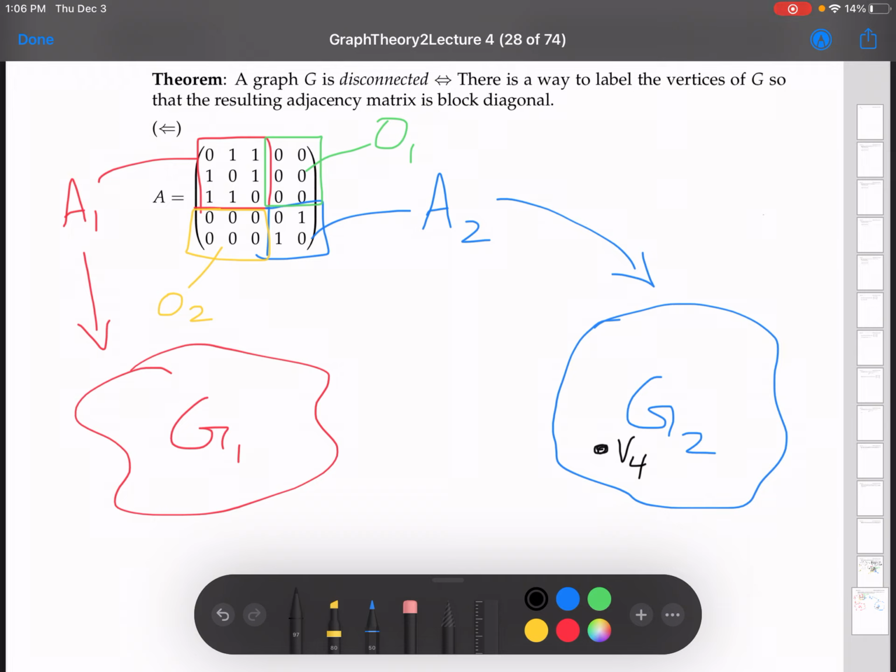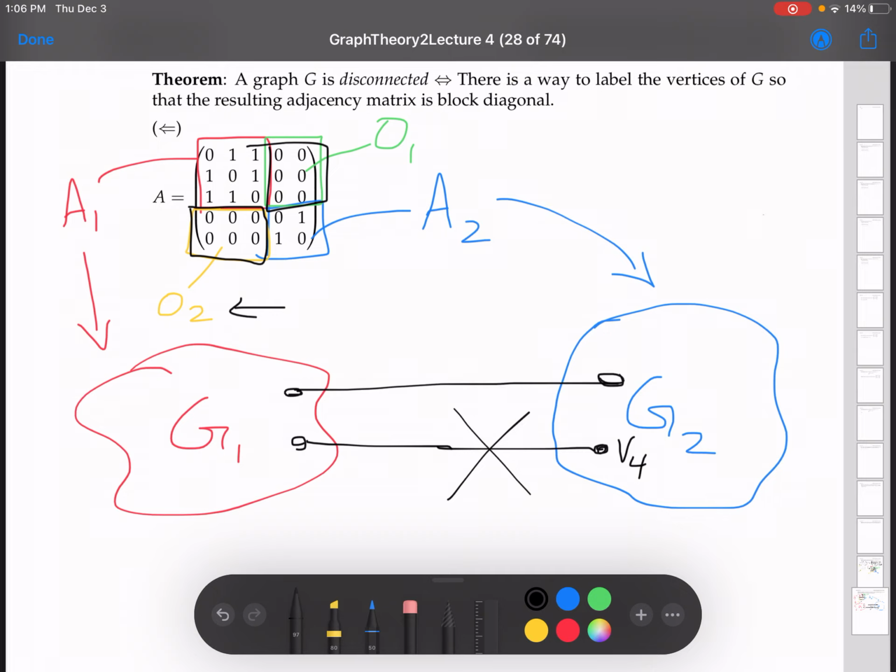Because there's all zeros here, there's no edges over to G1. And similarly, because there's all zeros there, no ones there, there's no edges across to G2. And so the graph must be disconnected. A block diagonal adjacency matrix means that the graph must be disconnected.